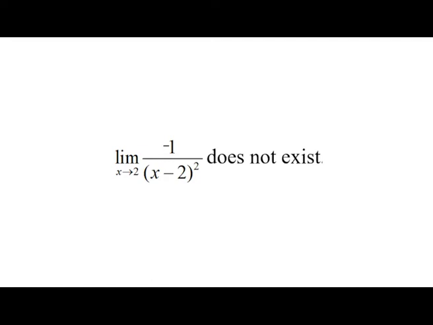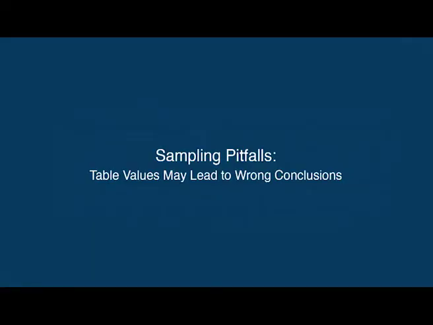Sampling pitfalls: table values may lead to wrong conclusions. In the previous examples, we have used either graphs or numerical tables to examine whether a limit exists at a point or not. We are now going to see that a numerical table can sometimes lead to an incorrect conclusion about limits because of round-off error or because the sample values chosen do not reveal the true limiting behavior.